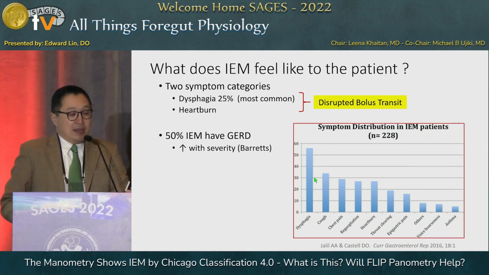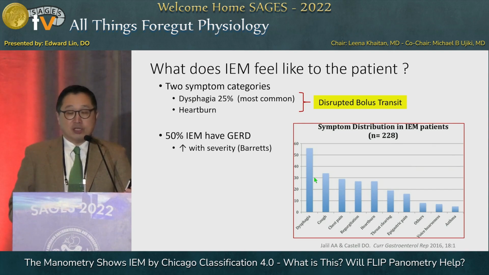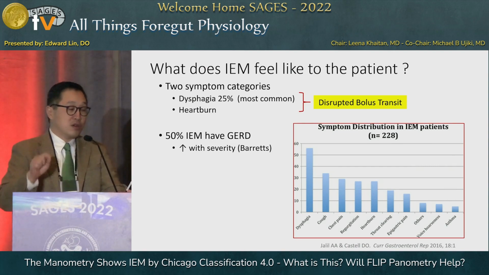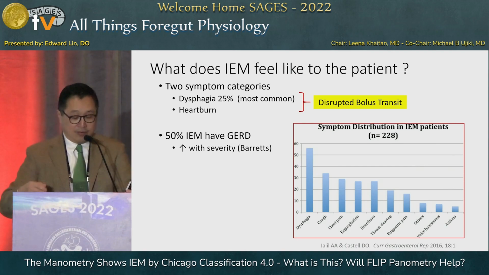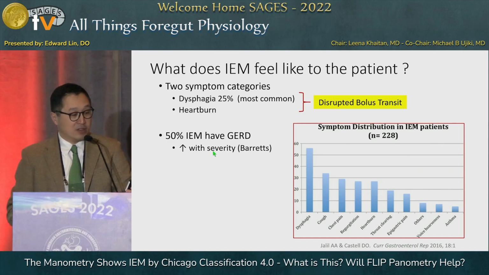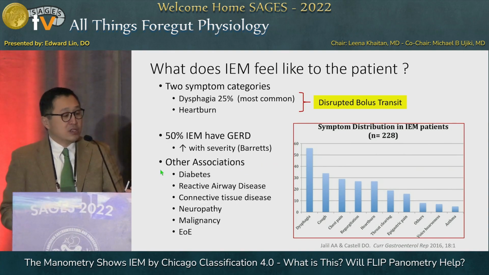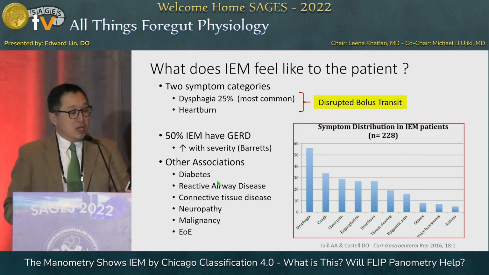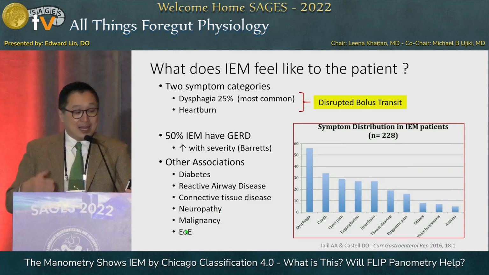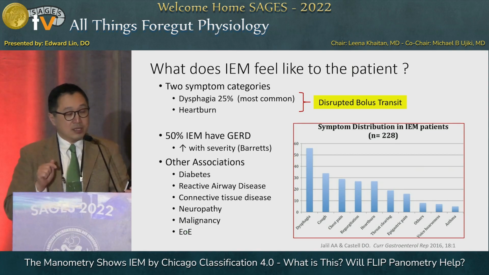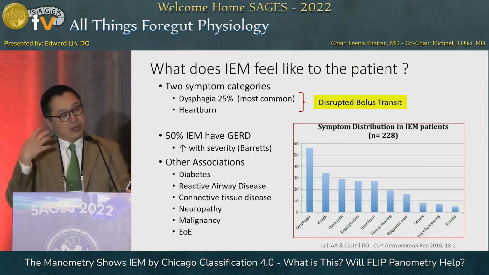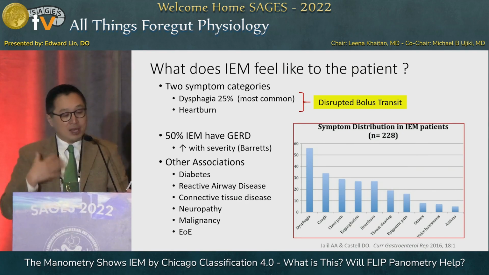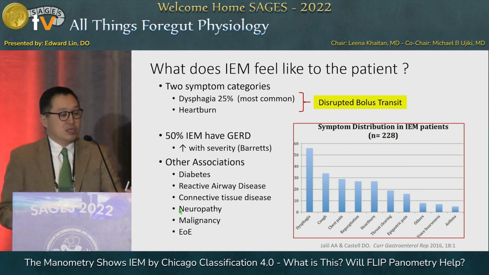Interesting is that 50% of IEM have GERD associated with it, and the more severe the GERD is, such as esophagitis or Barrett's esophagus, you will have more findings of IEM. Other associations are diabetes, reactive airway disease, people with pulmonary issues, or connective tissue disease, neuropathy, malignancy, eosinophilic esophagitis. They have been associated with it. And I will also add to this list surgery that has been performed in the neck area and in your lungs sometimes can be associated with this.